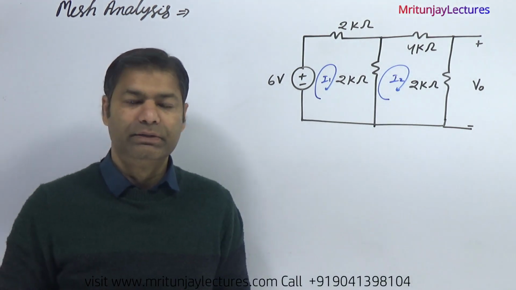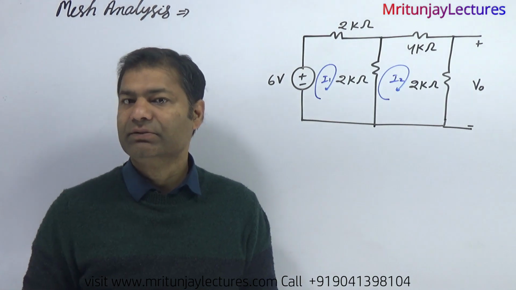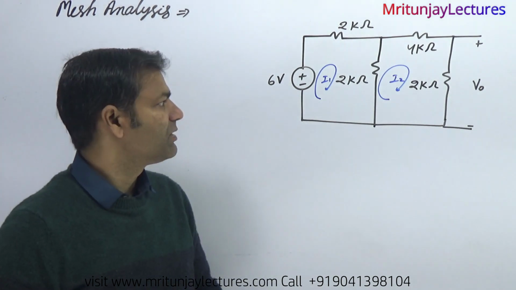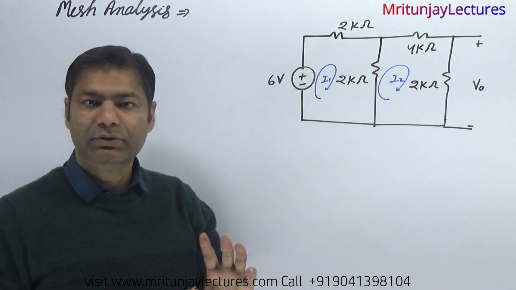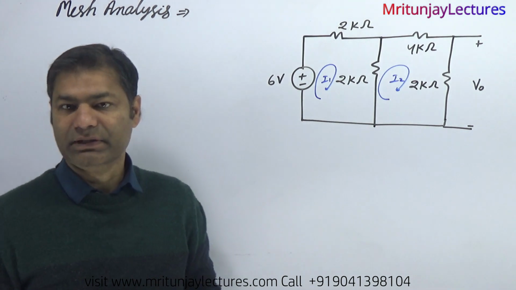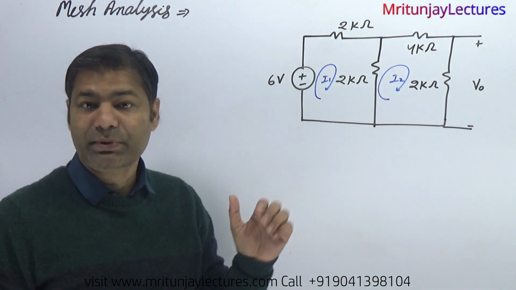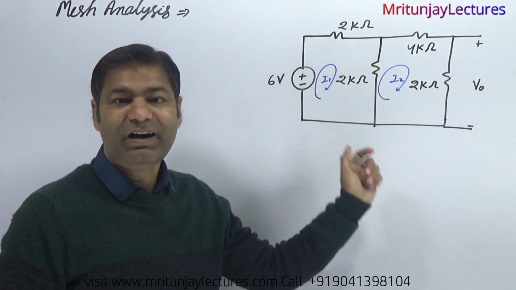Now, here our motto: determine V naught with the help of mesh analysis. So how can we determine V naught with the help of mesh analysis? First of all, we have considered loop current I1 and here I2. After that, apply KVL. Before applying KVL, first of all decide the branch current in loop 1, after that loop 2.